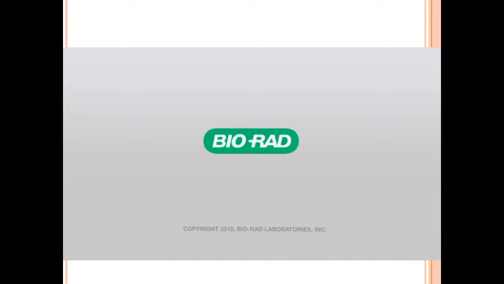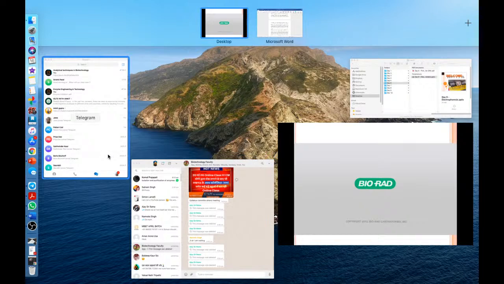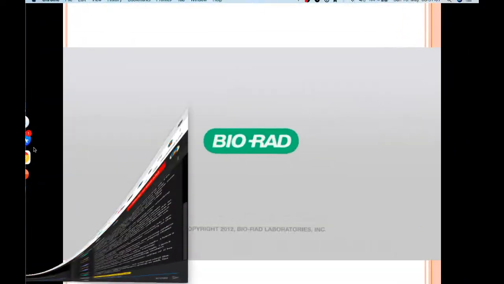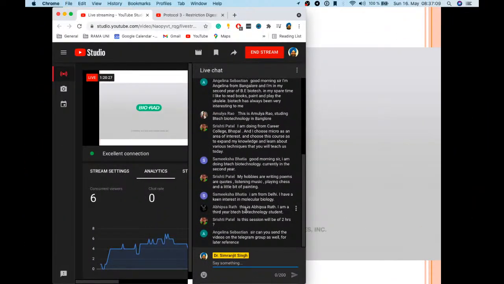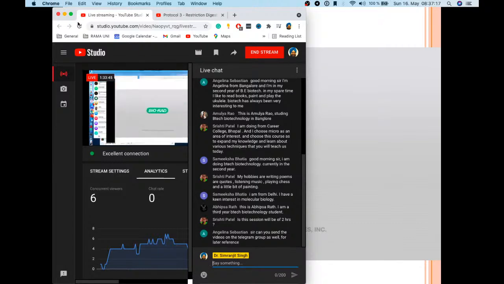I hope this agarose electrophoresis is clear. Yeah. So we continue with another, the same thing.